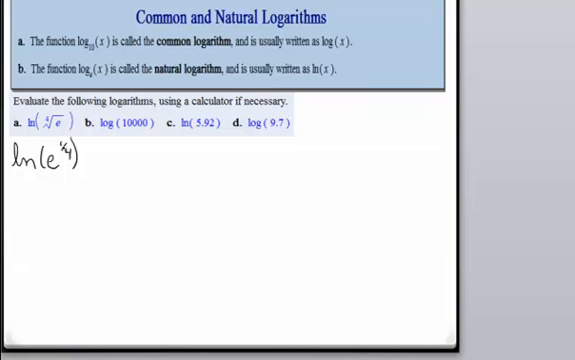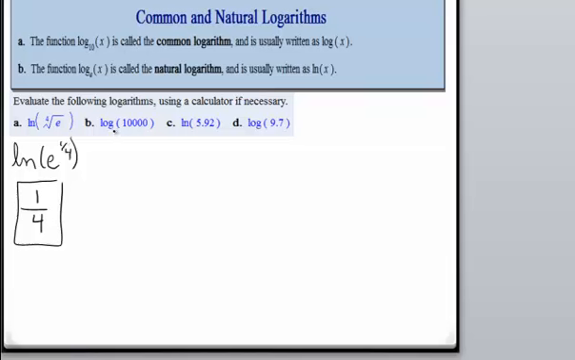And guess what you get? You get 1/4. Now why would you get that? Because the natural log of e is just 1, which leaves you with the 1/4.